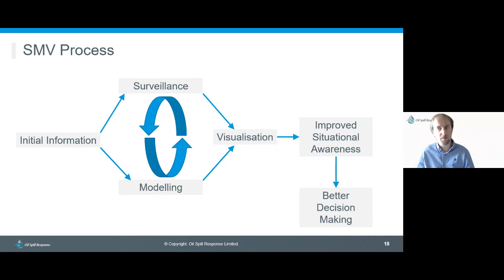The outcome of both the modelling and the surveillance gets passed on to the visualisation team, who can turn that information into something that is usable and easy to share with the rest of the command, with everybody else involved in the response, letting them know what's going on. Ultimately, that is going to improve the situational awareness of everybody in the room, giving them the information that they need in order to make better decisions about the response and ultimately leading to a successful response.